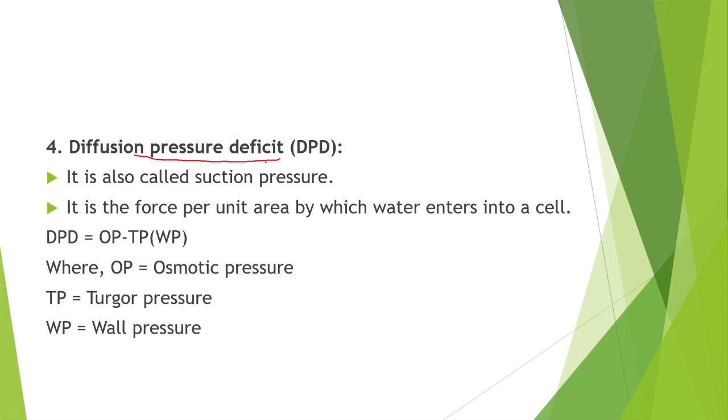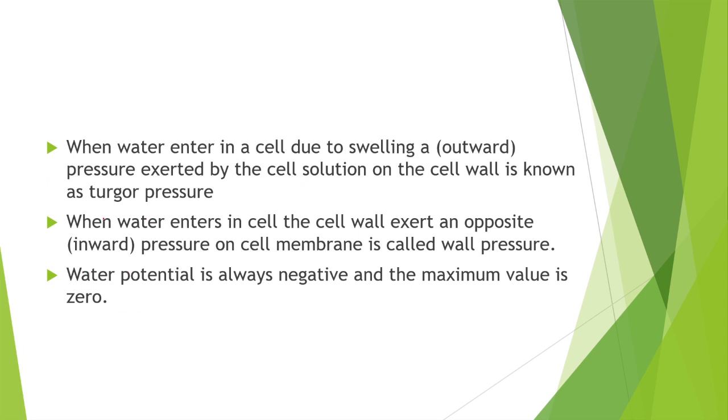It is also called suction pressure. It is the force per unit area by which water enters into the cell. The formula of this diffusion pressure deficit is OP minus TP, where OP means osmotic pressure and TP means turgor pressure. So what do you mean by turgor pressure? When water enters a cell, due to swelling of the cell, a pressure is exerted by the cell solution on the cell wall. It is known as turgor pressure, and in this condition the cell becomes turgid.